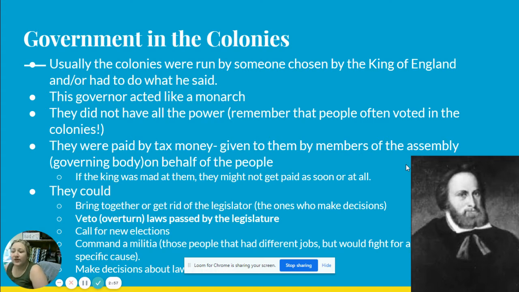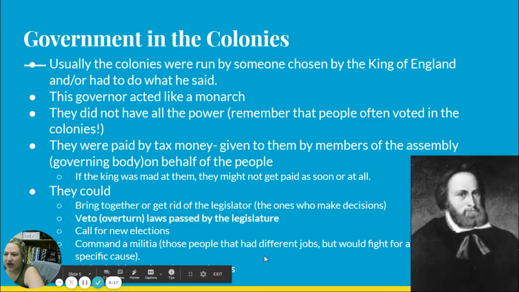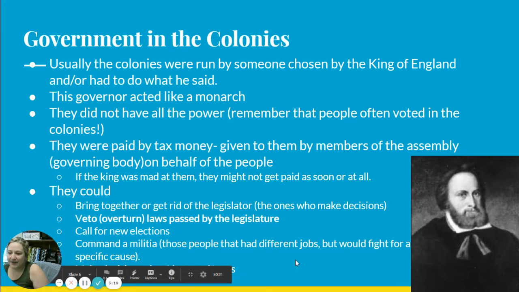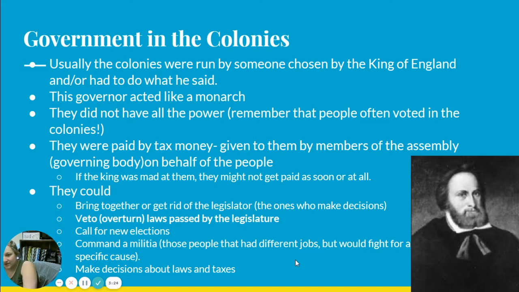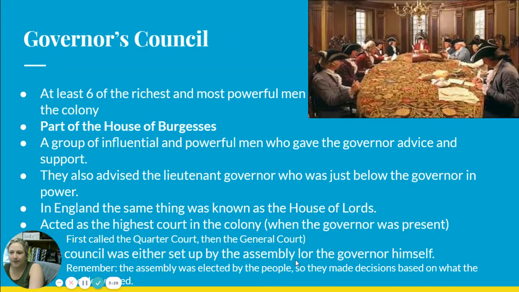So what they could do was bring together or get rid of the legislator, the assembly, the ones who make decisions. They could overturn or veto laws passed by the legislator, call for new elections, command a militia. A militia is those people who had different jobs but fight for a specific cause. And make decisions about laws and taxes. So they could decide if they were going to tax the colonists more or less.